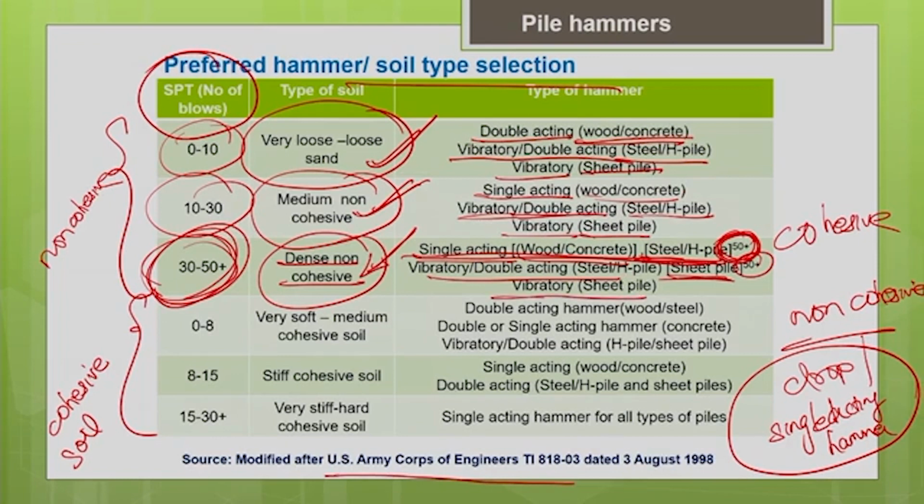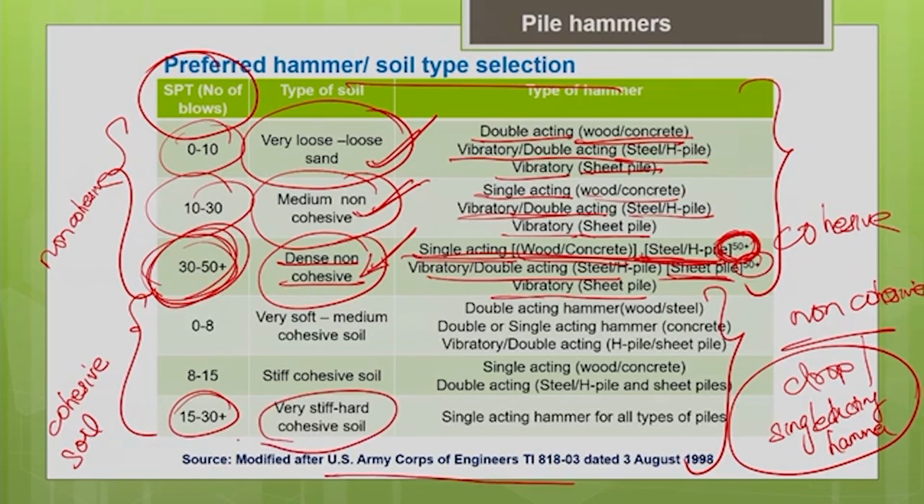Fine. Now, we discussed the non-cohesive sand. Let us now discuss the cohesive soil. Cohesive soil is also classified into 3 different categories. Now let us start from the bottom. 15 to 30 plus blows indicates very stiff to hard cohesive soil, a very tough soil condition. In this case, as I told you, it is preferable to go for heavy hammer, a single acting hammer always for all types of piles. The blow count is medium, 8 to 15.